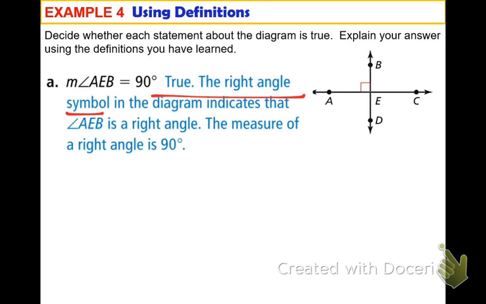You're going to call it the right angle symbol. That's the technical way to call it. So true, because it has the right angle symbol. And that symbol means 90 degrees. You don't have to write that part, but we all know it. So true, it has the right angle symbol.